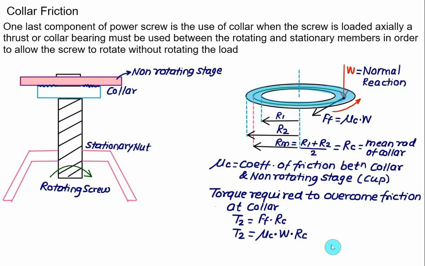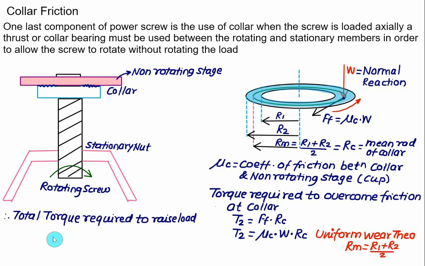If you are familiar with clutches, then this equation is basically designed on the basis of uniform wear theory. In the uniform wear theory, the mean radius Rm is always taken as R1 plus R2 divided by 2.